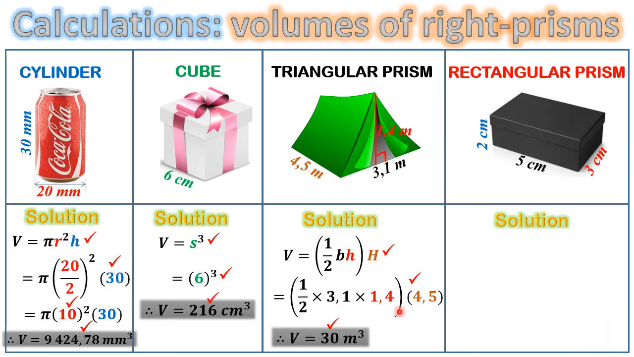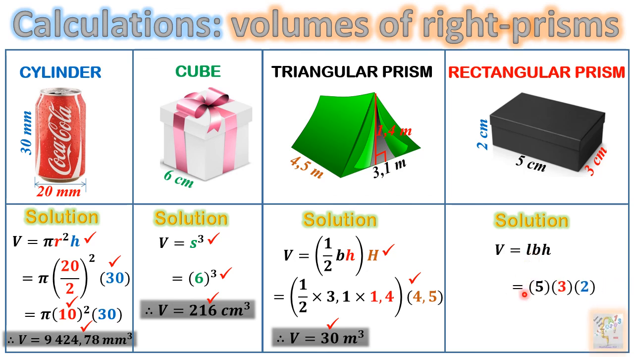Lastly, let's check the solution for the rectangular prism. You do the same every time. Write down the formula, which will be volume is equal to length multiplied by breadth multiplied by height. Remember, the length is the longest side. You can't say V is equal to length multiplied by breadth multiplied by height, and then substitute length by 2. That will be wrong. It means your substitution will be wrong. Length must be the longest.